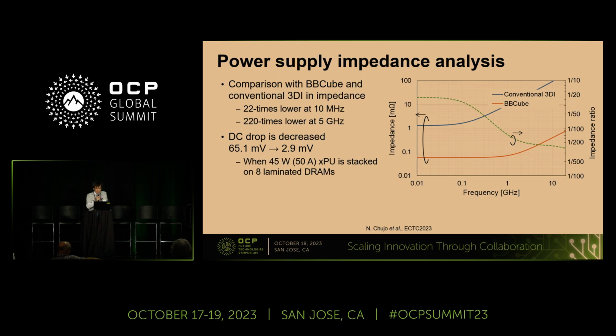We calculated the power supply impedance of XPU on the top of 8 laminated DRAMs. The power supply impedance of BBCube becomes 22 times lower at 10 MHz and 220 times lower at 5 GHz in comparison with conventional 3DI. When a 40-watt XPU is stacked on 8 laminated DRAMs, the DC drop at XPU is only 2.9 mV in comparison with 65.1 mV in conventional 3DI.